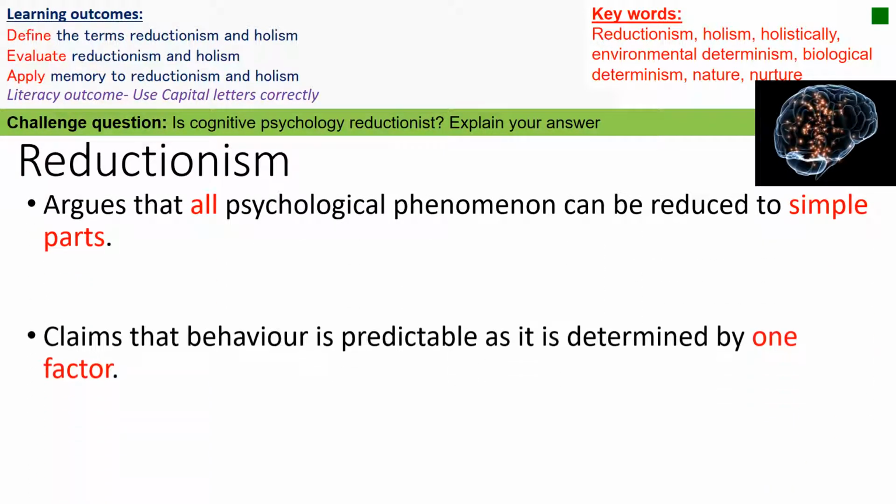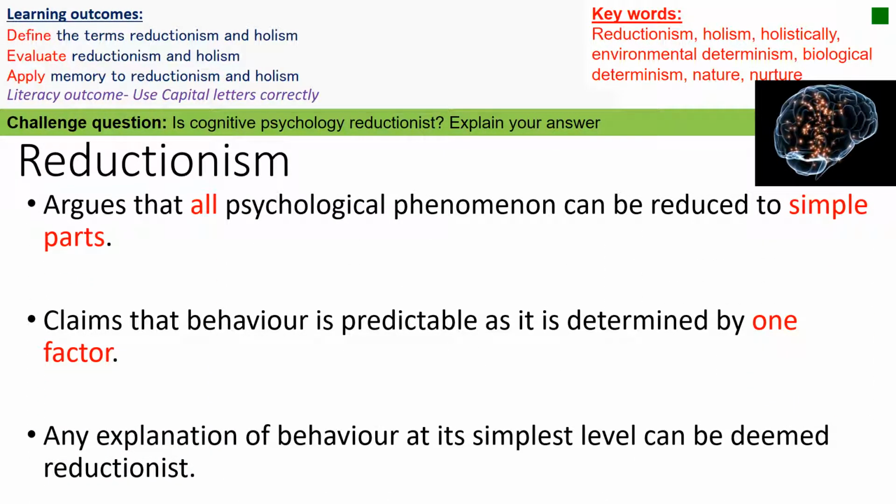So let's start. Reductionism is the argument that all psychological phenomena can be reduced into simple parts, hence reductionism, because it's the idea of reducing down an explanation. By this, I mean that we would take something really complicated and really big, and break it down and try to explain it as a product of something really simple. For example, if you think about depression, certain scientists would say all depression is caused by a neurotransmitter called serotonin.